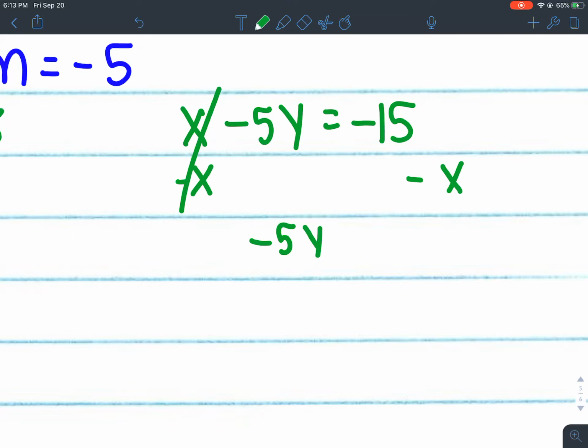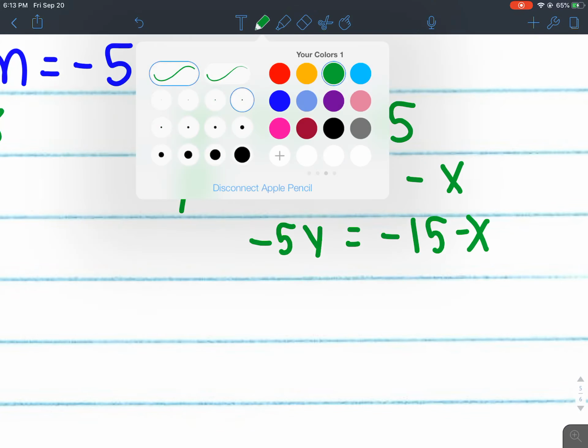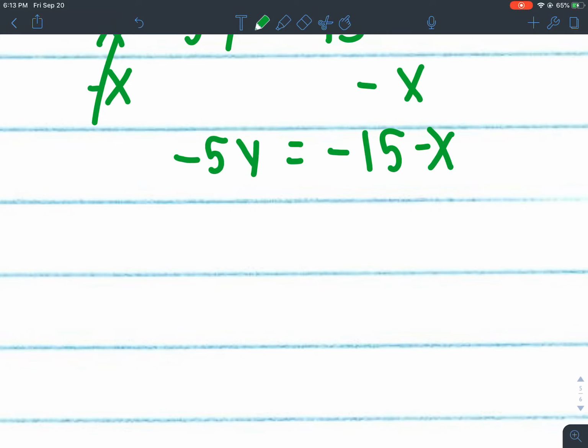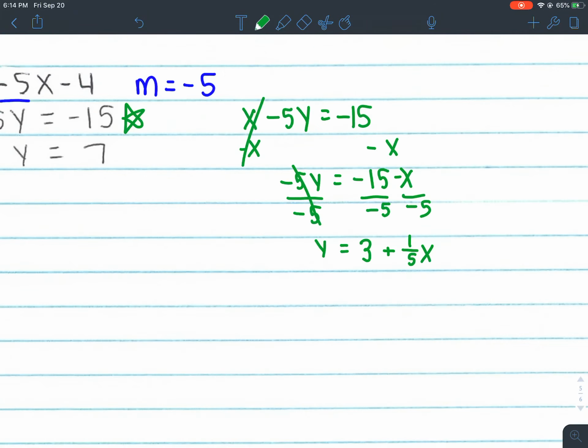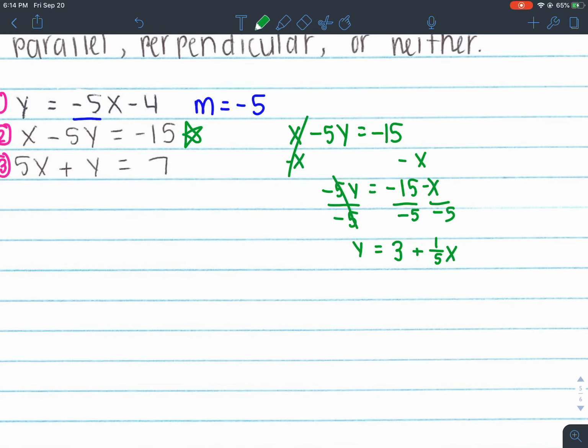And then I have -5y equals -15 minus x. And then the next step I'm going to take here is I'm going to divide everything by -5. Everything. -5 divided by -5 is a +1. And I have y equals -15 divided by -5, which is +3, because a negative divided by negative is a positive. And then I have -1x over -5. Remember, there's technically an imaginary 1 in front of that x. But a -1 divided by a -5 is going to give me a +1 over 5. Because remember, a negative divided by negative is a positive. So, the slope for my second line is 1/5.